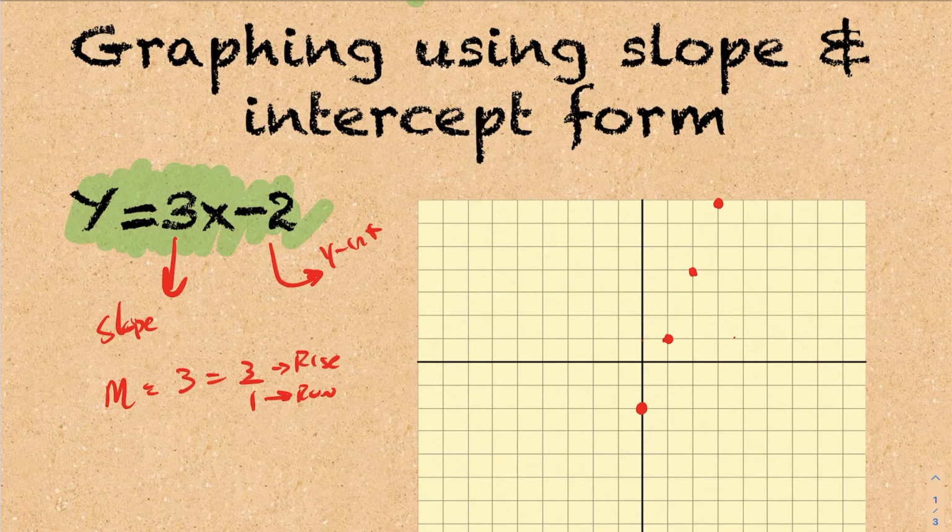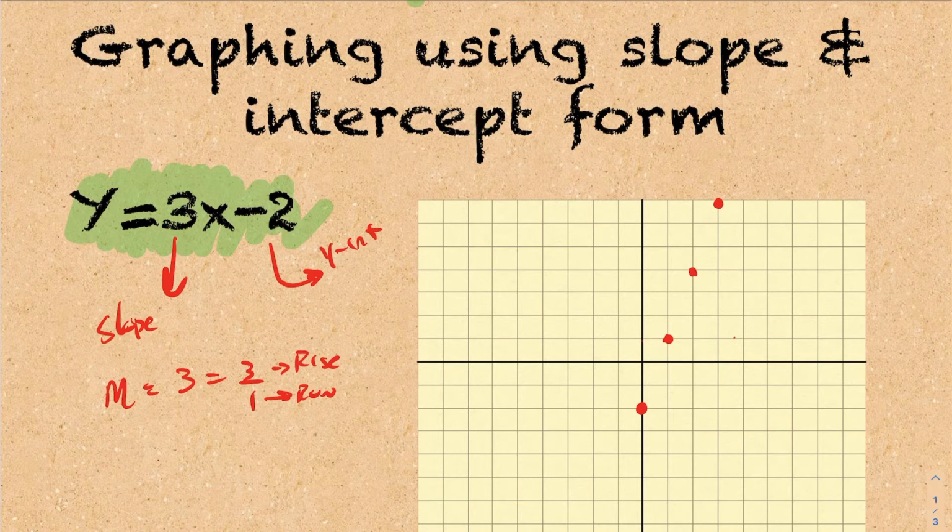You'll notice what I'm doing here is rising 3 units and running 1 unit. Rising 3 units, running 1 unit. Rising 3, to the right 1. And these are all positive directions. Up is considered positive and to the right is considered positive. Okay? So now I want to get the other points. I want to go the other direction.